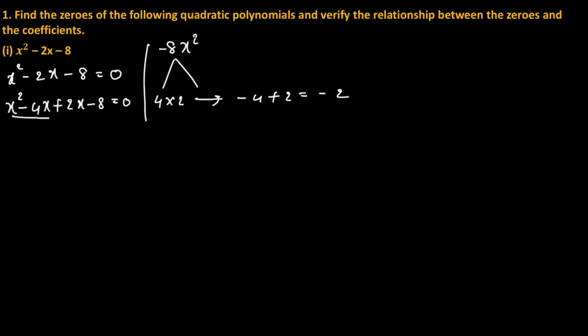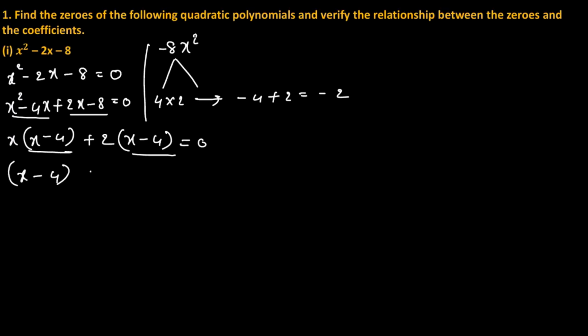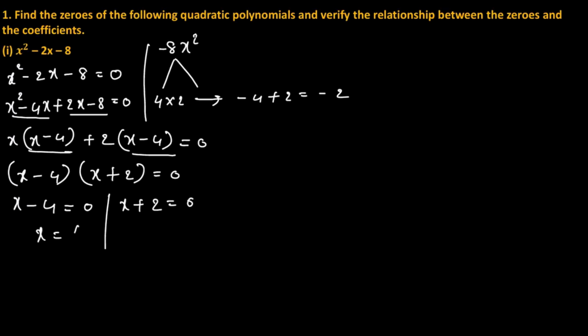So you have to take common x, so it will be x minus 4. Take the 2 as common, it will be x minus 4. So in these two, you are seeing x minus 4 common. So x minus 4 taken common and the remaining will be x plus 2, equal to 0. So x minus 4 is equal to 0 and x plus 2 is equal to 0. So x can be 4 and x can be minus 2.